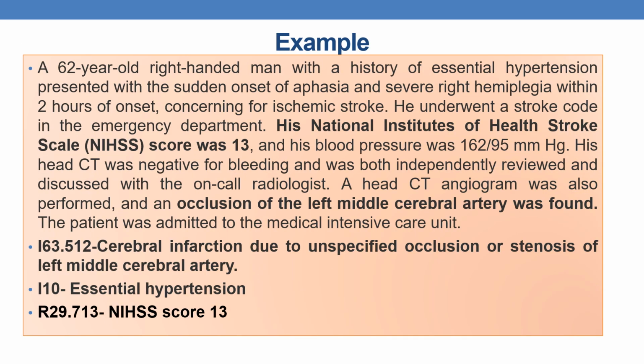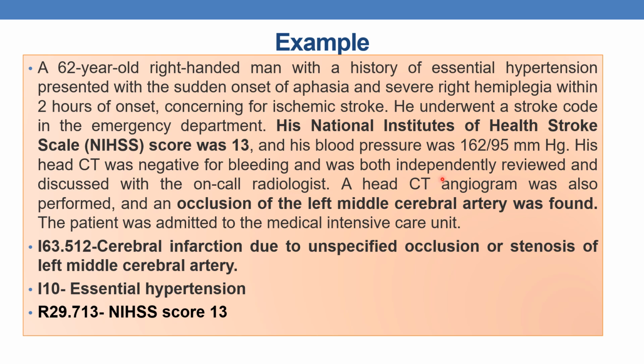A 62-year-old right-handed man with a history of essential hypertension presents with a sudden onset of aphasia and severe right hemiplegia within 2 hours of onset, concerning for ischemic stroke. He underwent a stroke code in the emergency department. His National Institutes of Health stroke scale, NIHSS, score was 13 and his blood pressure was 162 by 95 mmHg. And his head CT was negative for bleeding and was both independently reviewed and discussed with the on-call radiologist.